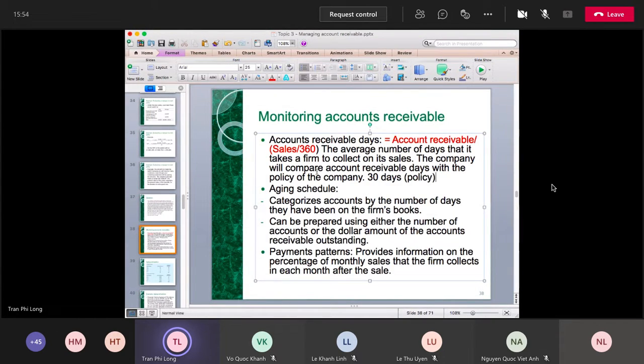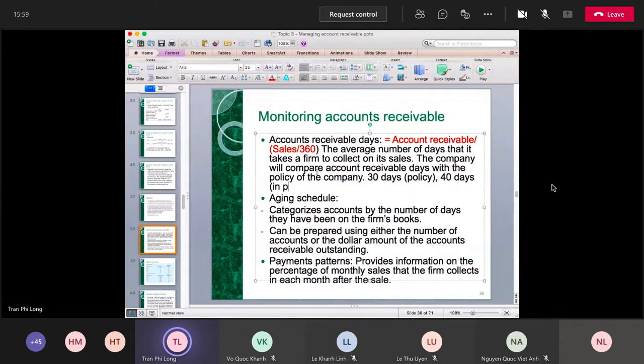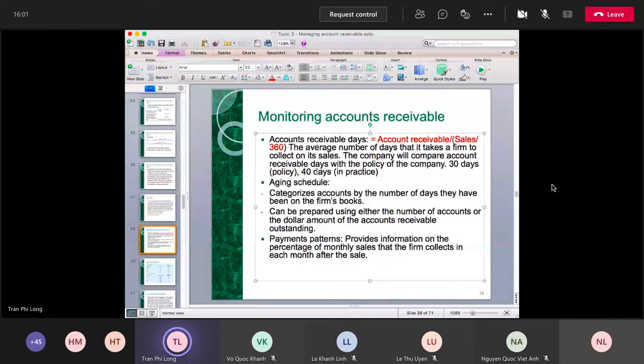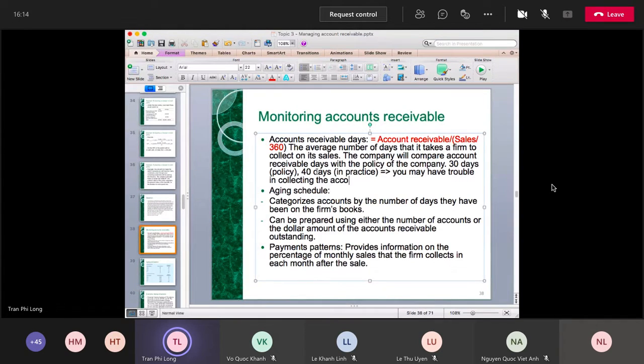This is a policy, okay. However, in practice, it's 40 days. So what does that mean? It means you are collecting your account receivable slower than the policy. It means you may have trouble in collecting the account receivable. So basically, this is the first way for you to monitor the account receivable. You will monitor the account receivable via calculating the account receivable days.